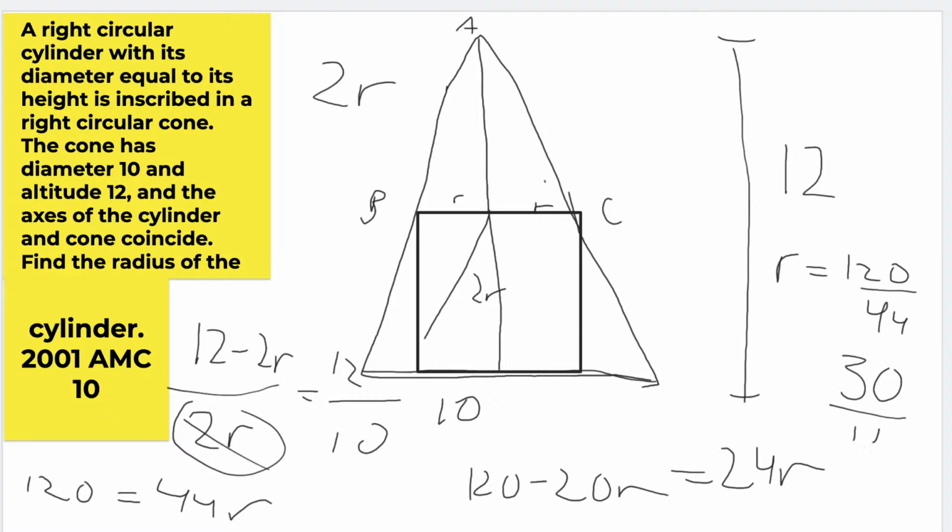It says find the radius of the cylinder, and r is just the radius. And that's how we got 30 over 11 as the radius.